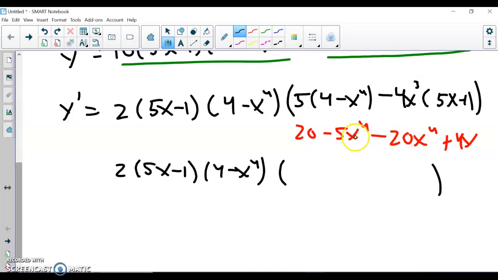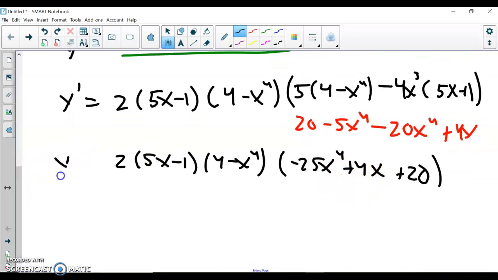So we do need to combine like terms there. We've got negative 25x to the 4th, a positive 4x, and a positive 20. Again, that's the order I'll write it in. Maybe they've got the 4x out front, like 4x minus 25x to the 4th. That's the same difference. So this should be the best answer here. I don't see anything else.